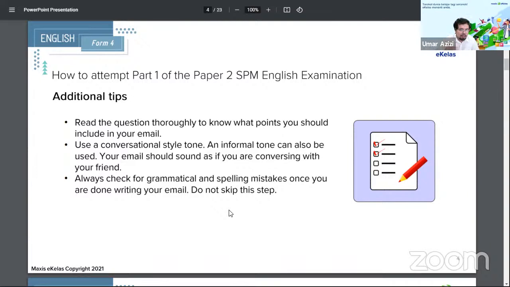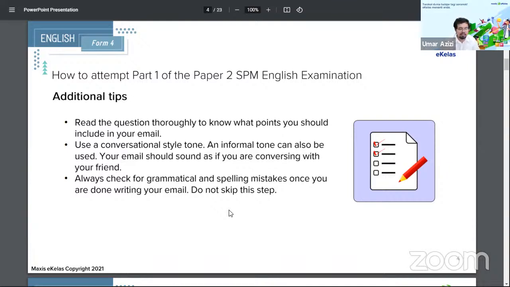2, use a conversational style. An informal tone can also be used. Your email should sound as if you're conversing with your friend. Now, format is there for formality purposes, for clarity, to know what your email is about. The tone, it talks about how you form your sentences. It needs to be informal because it's a friendly conversation. Generally, it should sound like you're talking to someone in real life and not like a robot, or for legal procedures.